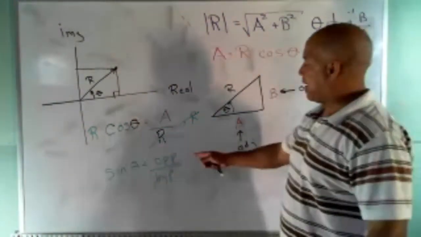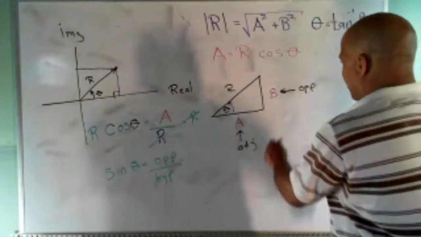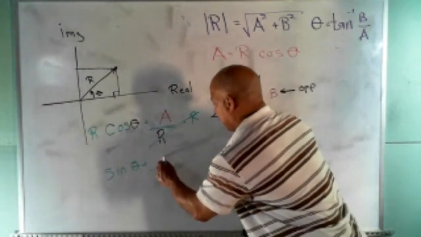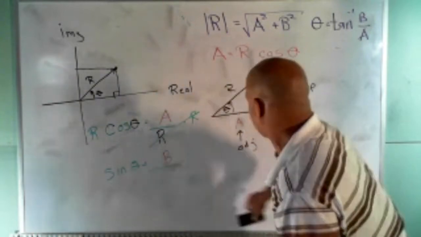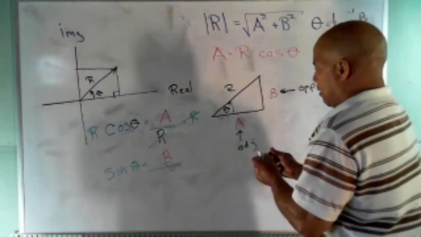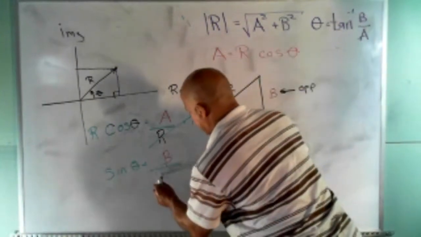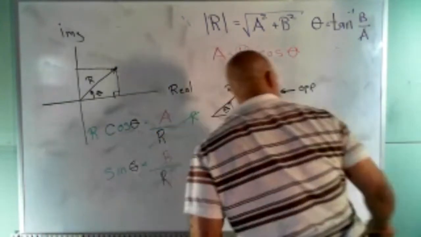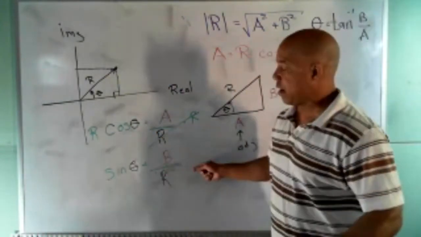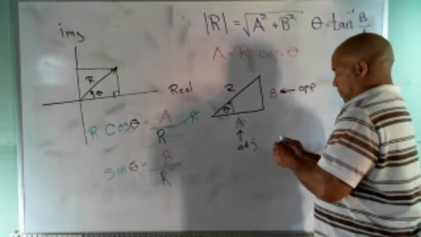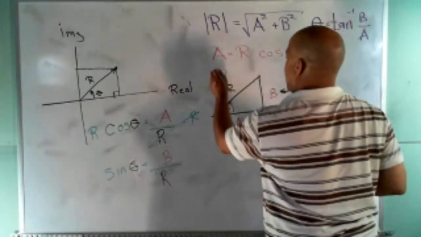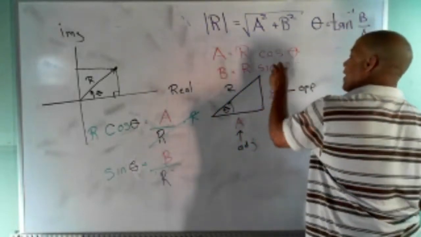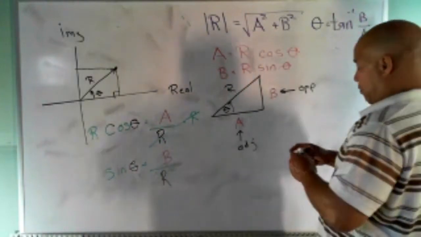And I have the same logic down here. I don't want to go through the whole thing, but the opposite side down here goes with the sine. I can put a B over the hypotenuse, which is R. We also know that angle, so I'll make that black. And I can do the same thing that I did here. I can multiply both sides by R, and what I get is B equals R sine theta.